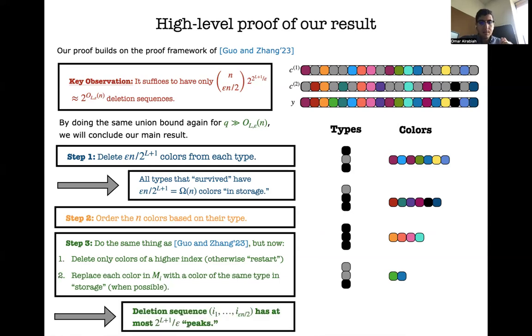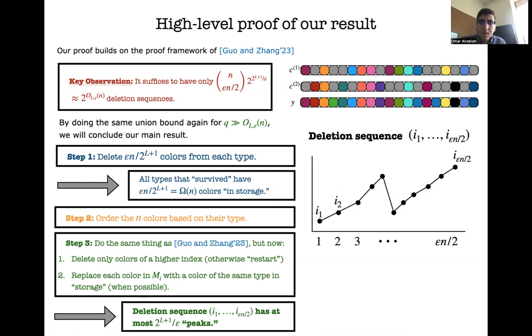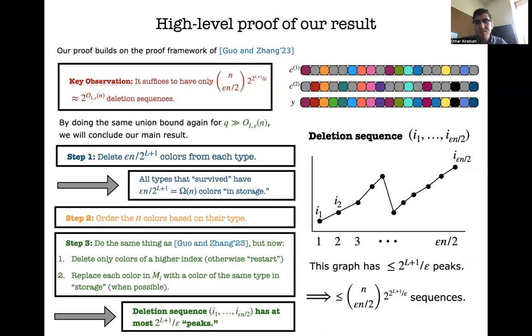Because of the way we do this, we actually get a deletion sequence that has at most a constant number of peaks. So the deletion sequences that we get are very structured. If that was a mouthful, here's what the deletion sequences look like in our work. They go up to a high peak, and then go down, and then start going up again and down. If you look at this graph, there's really only a constant number of peaks. Because of that, if you do some combinatorics, you get that the number of sequences that look like that is almost like 2 to the O of n. And therefore that establishes our key observation, and therefore the main result of our work.